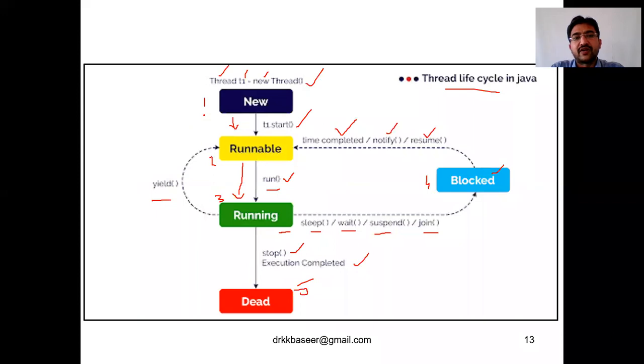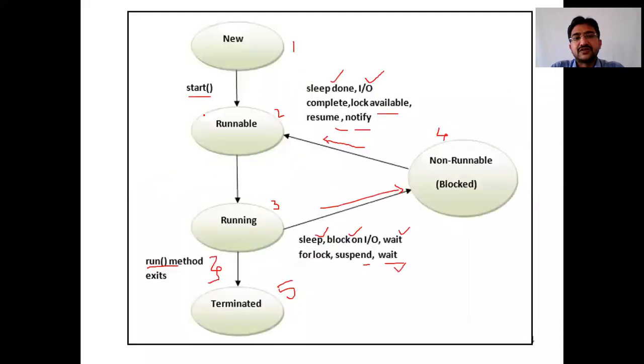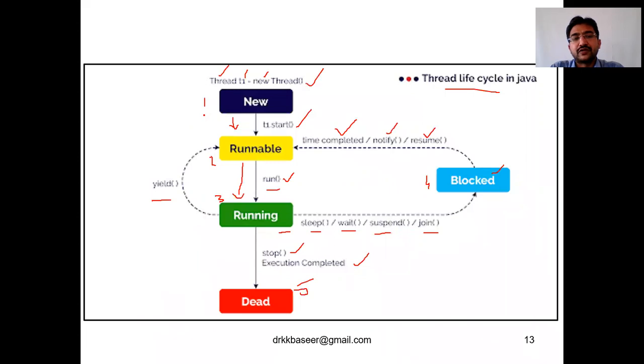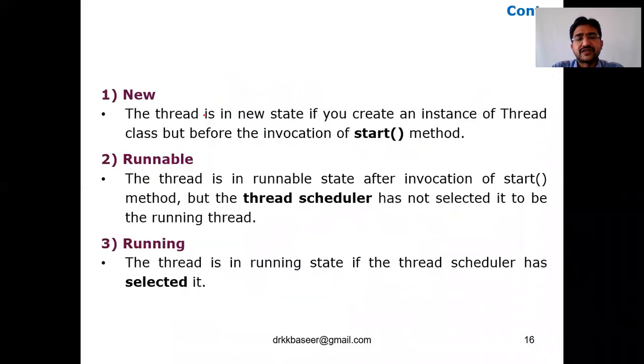These are the 5 states: new, runnable, running, block, dead. And block is also called non-runnable. Dead is also called terminated. Okay. So these are the methods: from new to runnable through the start method, from runnable to running through the run method, from running to block with the help of sleep, wait, suspend, join, from block to runnable with the help of notify or resume, from running to dead through the stop method, from running to runnable through the yield method. Okay. So these are the methods over there.